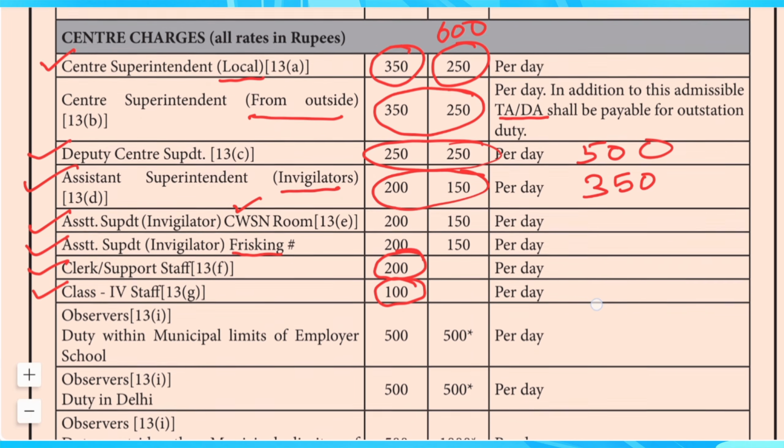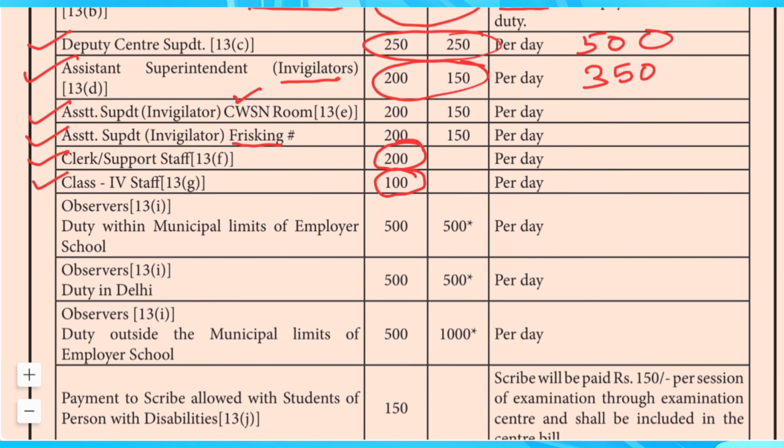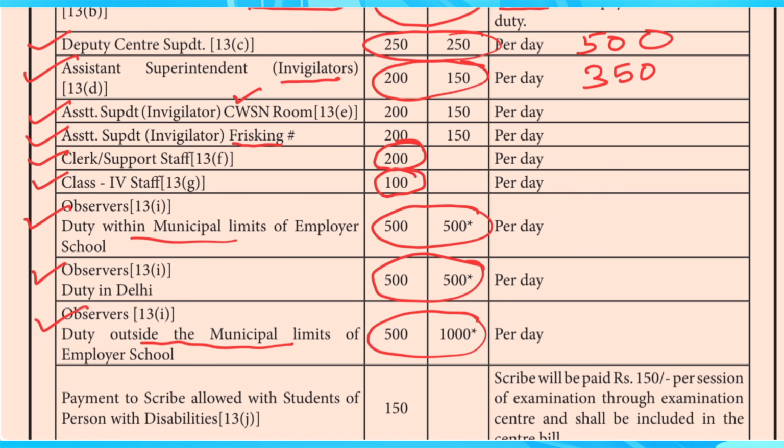And if any observer is there, so observer also has three categories. First one, observer within municipal limit, they are going to get 1000 rupees per day. Observer duty in Delhi, they are also going to get 1000 rupees. But if the observer is outside the municipal limit, they are going to get 1500 per day.